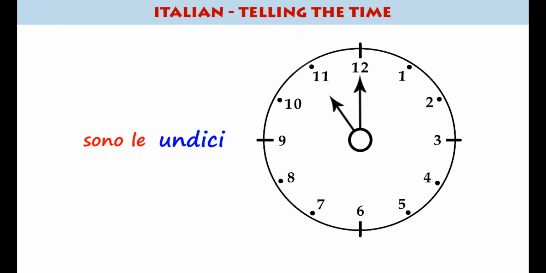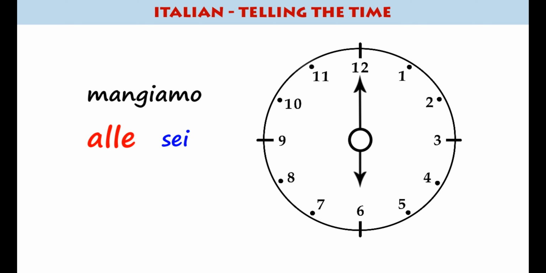And 11 o'clock. Sono le undici. Now, if you wanted to say at 11 o'clock, let's meet at 11 o'clock, then instead of saying sono le, which is it is, you change that to alle. Alle undici. Alle otto. So let's eat at 6 o'clock. Mangiamo alle 6. So here's 6 o'clock. Sono le 6. It is 6 o'clock.